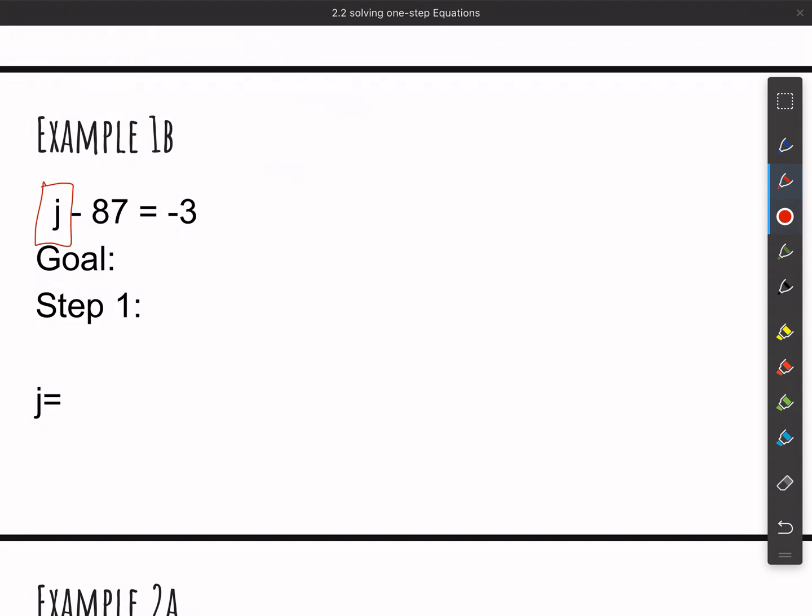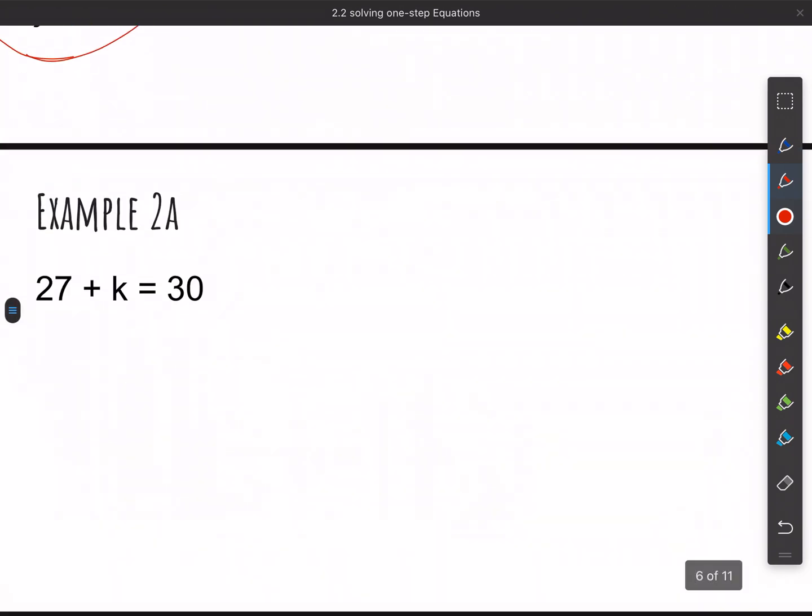What's happening between j and the 87? It's being subtracted, so I need to, hopefully you're saying, add 87 to both sides. When I do that, this goes away. Negative 3 plus 87 gives me 84. And I'm done. J is equal to 84.